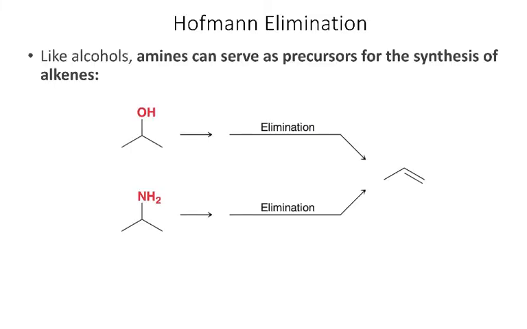Okay, this is it, the last video of the semester. So this last video is on Hofmann elimination, and this is a way to make an alkene from an amine. So just like alcohols, amines can serve as precursors for the synthesis of alkenes.